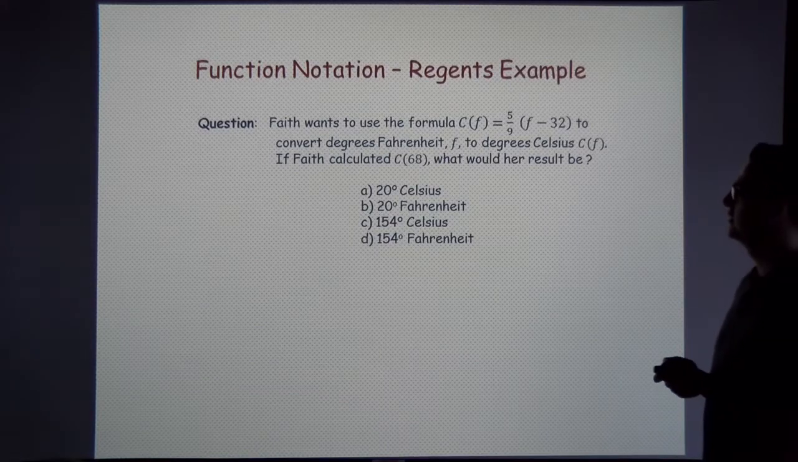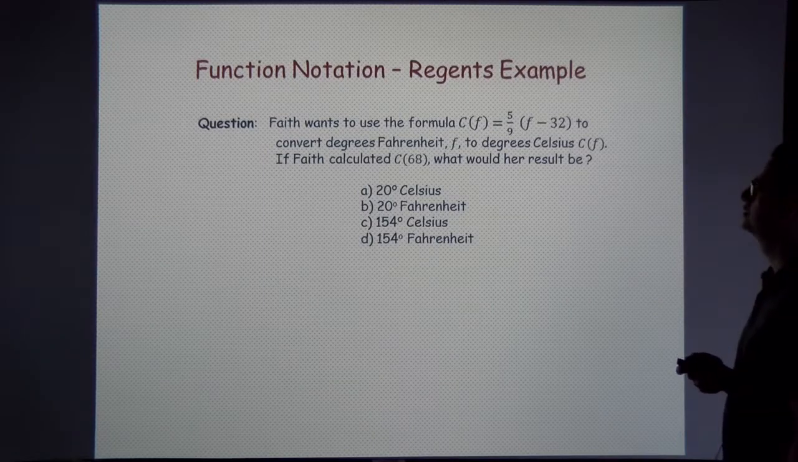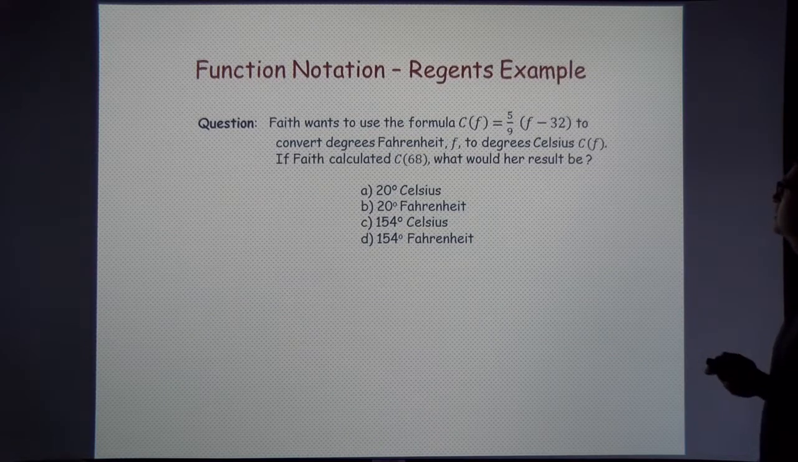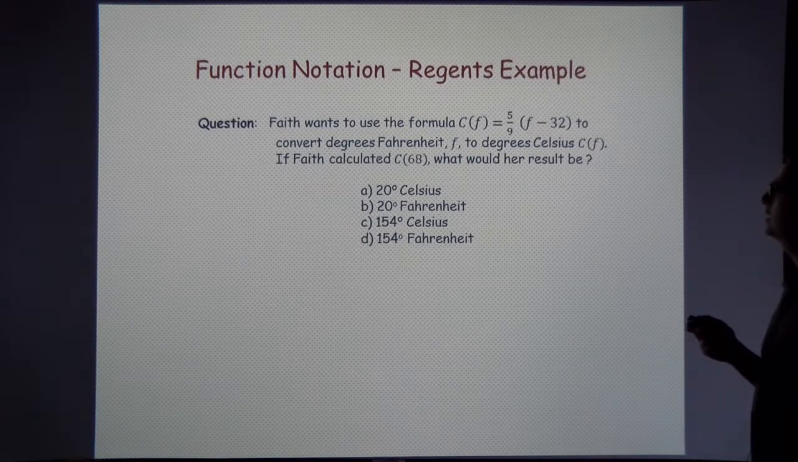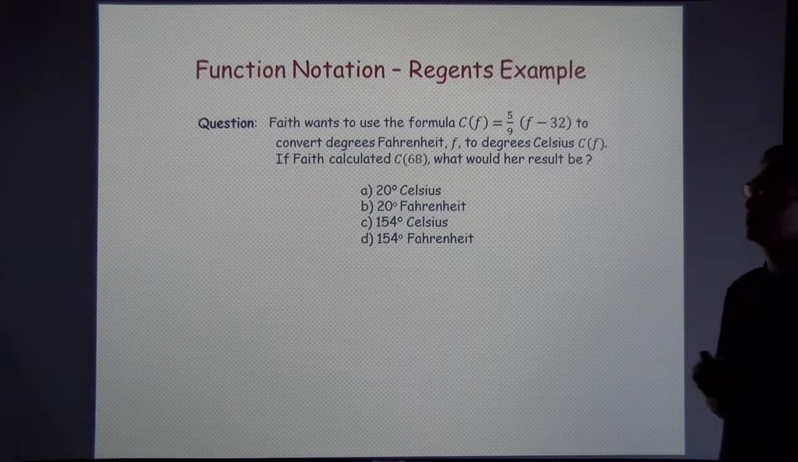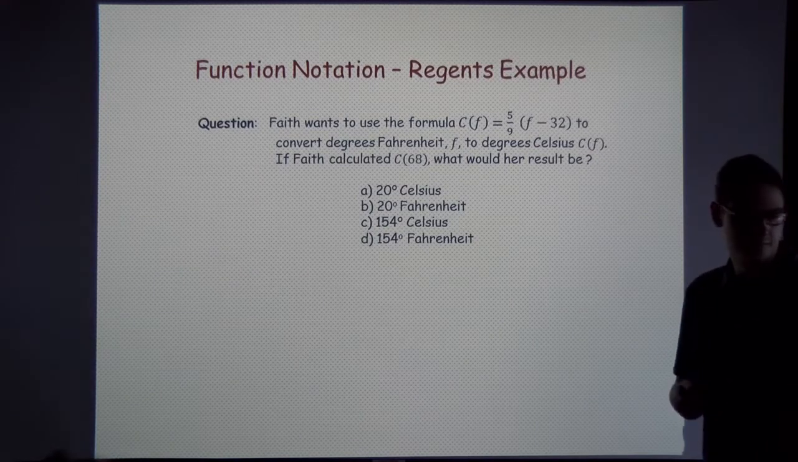Our next question is, Faith wants to use the formula C of F equals 5 over 9 times F minus 32 to convert degrees Fahrenheit, which is our F, to degrees Celsius. If Faith calculated C of 68, what would her result be? Take a second or so and let's see if we can come up with an answer for this one.